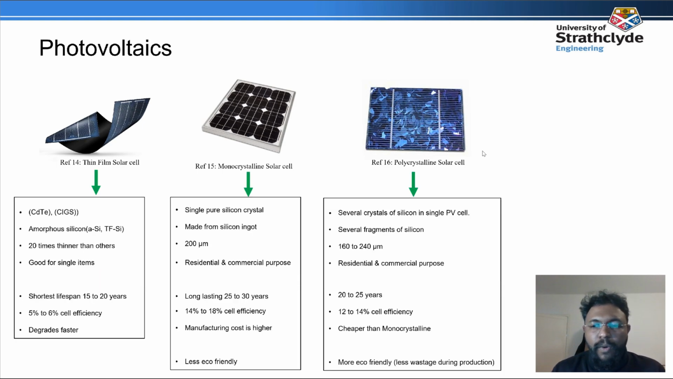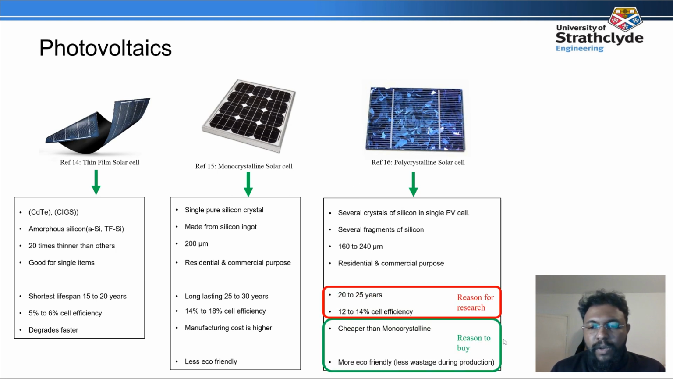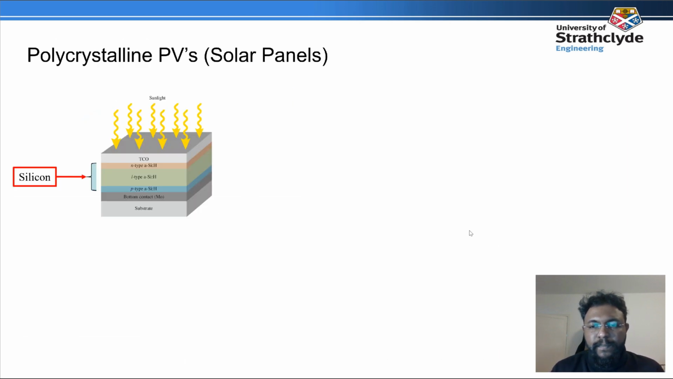Each one has its own advantages and disadvantages, but our concentration is on the polycrystalline solar panel as it is widely used in many mega projects. Advantages are the manufacturing cost is cheaper and it is more eco-friendly. The drawbacks are the cell efficiency is only 12 to 14% and the lifespan is between 20 to 25 years.